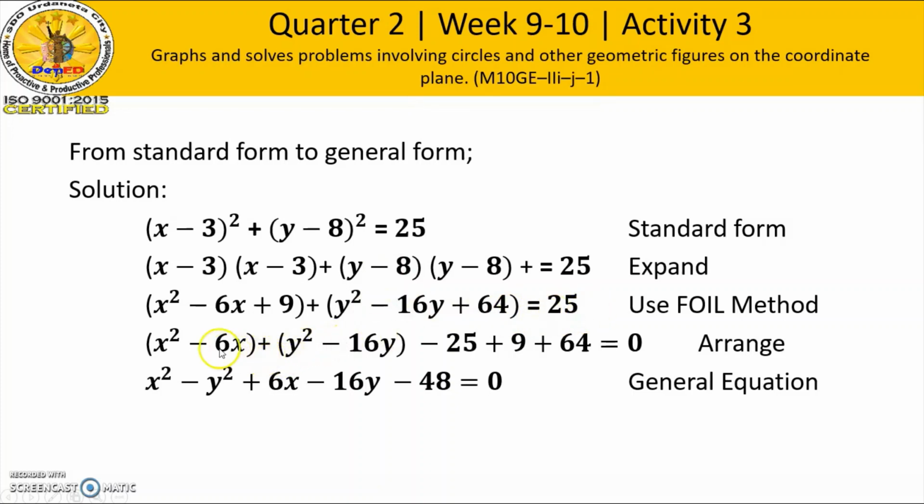Now, we must group them according to their respective variable. So, we have x² - 6x + y² - 16y, and all the constants must be added. Now, we have x² + y² - 6x - 16y + 48 = 0, our general equation of the circle.